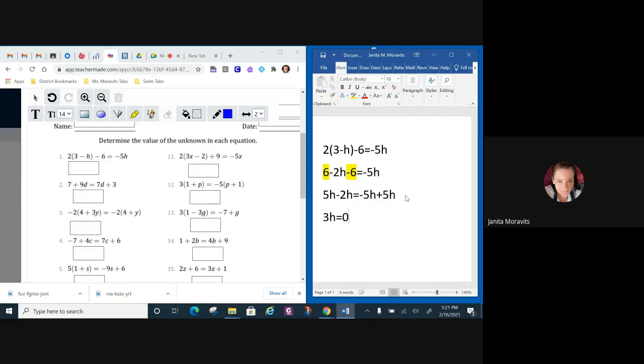Now, if we are multiplying by 3, we would divide by 3. Well, 3h divided by 3 leaves you with h. And 0 divided by 3, or anything, 0 divided by 3 leaves us with 0. So you will come right over here and you will type your answer, h equals 0.